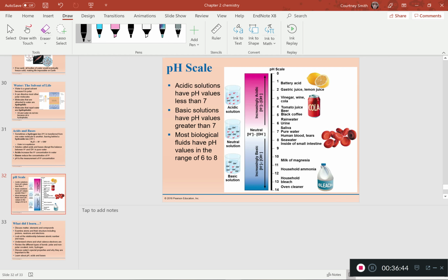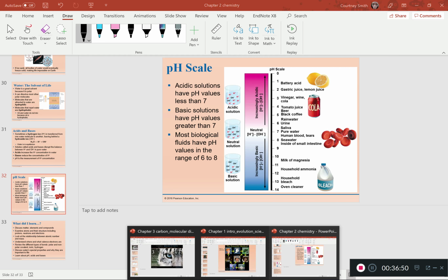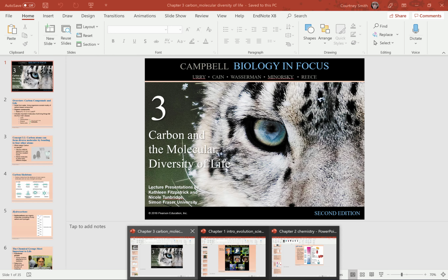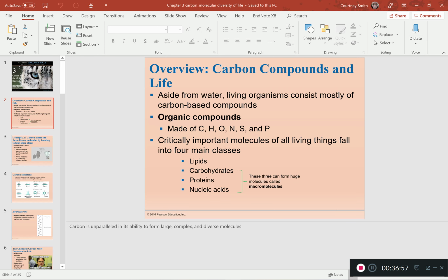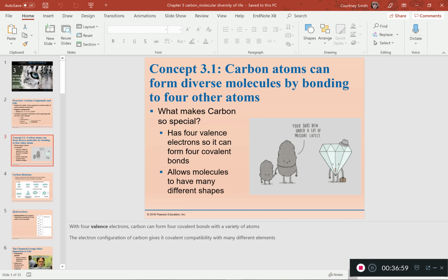Okay, so that will conclude chapter 2. Now we're going to transition into chapter 3 about carbon and organic compounds. So let me pull up chapter 3. Okay, so why is carbon so fabulous? Carbon is absolutely fabulous because he has 4 valence electrons, meaning that he has the potential of forming 4 covalent bonds. And that is what makes him so versatile.